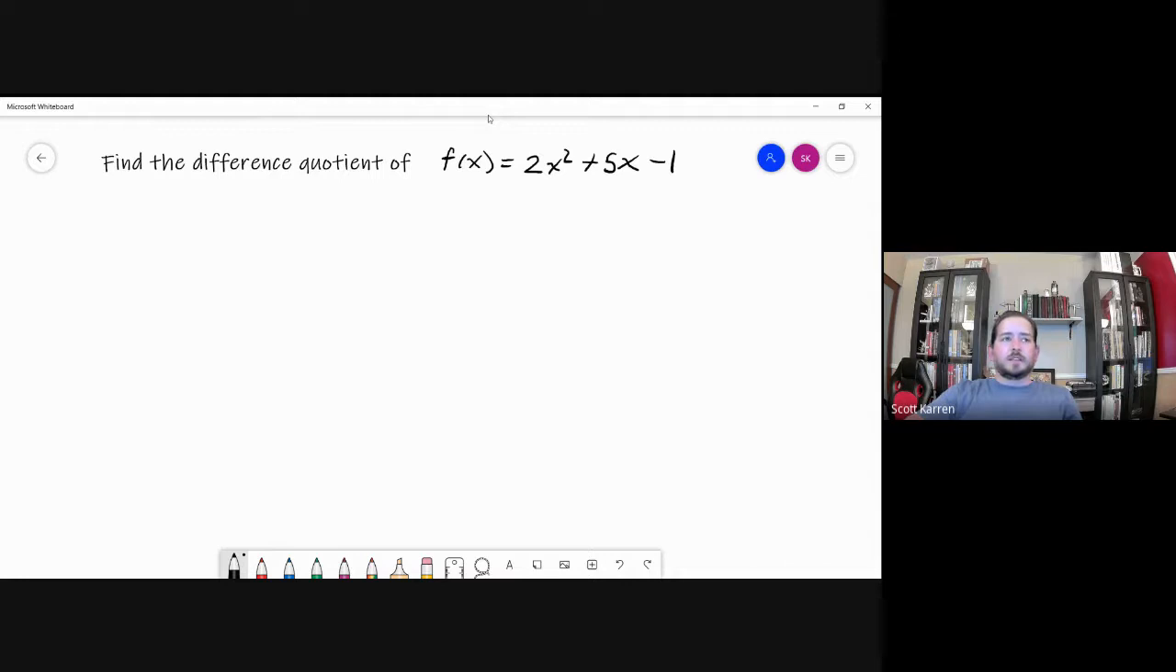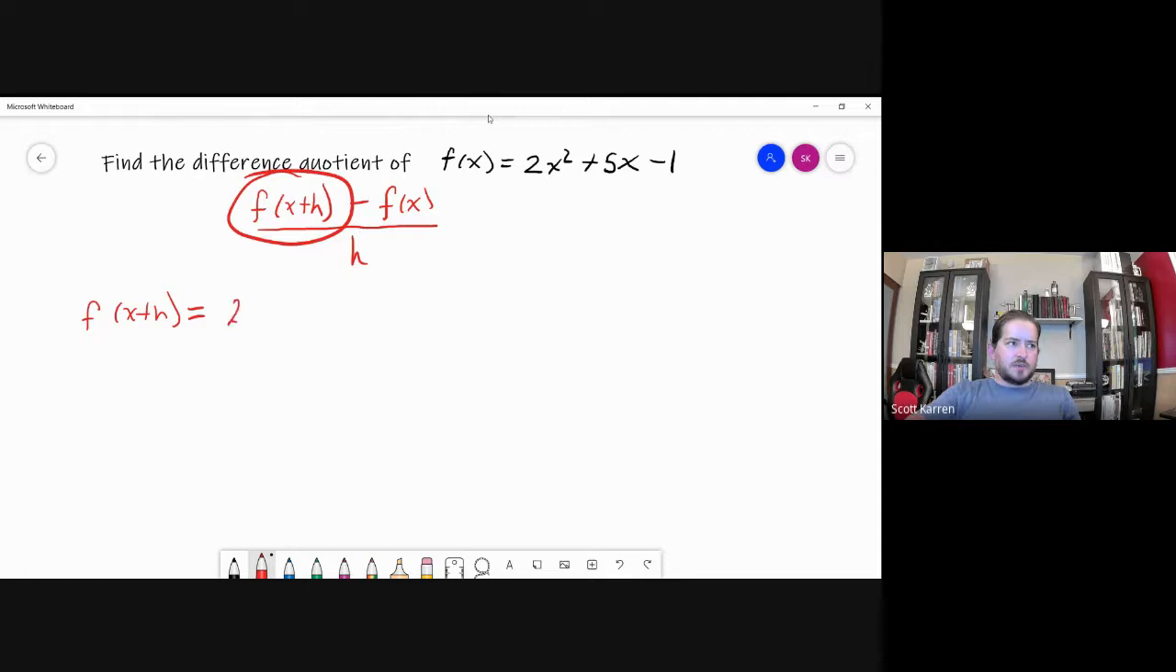So it's bigger because now there's an x squared. So again, for reference, we're looking for f of x plus h minus f of x all over h. Right? Okay. And f of x plus h, that's the only thing I really have to take a minute to find. So f of x plus h is 2 times x plus h squared.